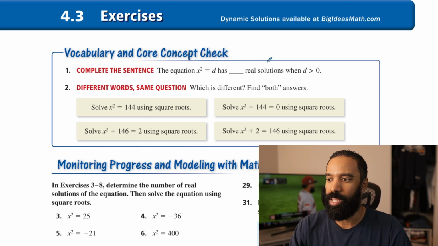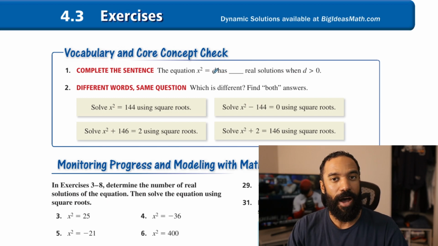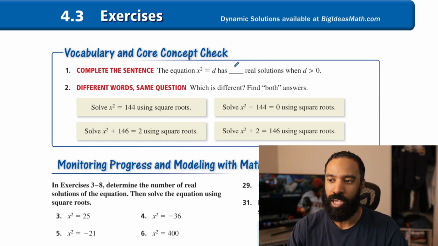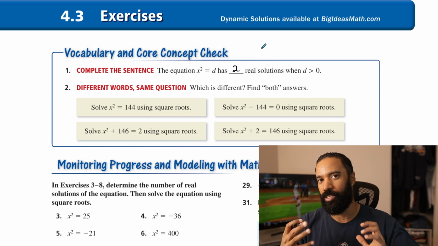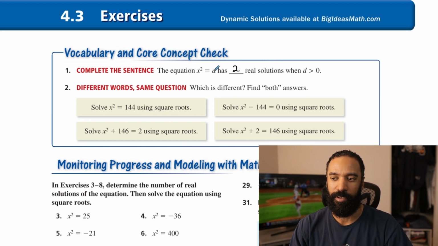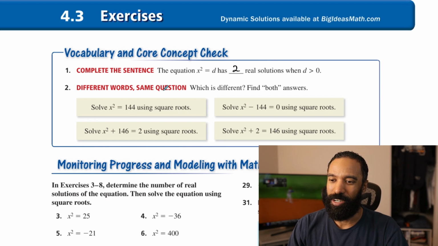The equation x squared equals d has blank real solutions when d is greater than 0. If you have a positive number here, you take the square root of both sides. You're going to have 2 real solutions. This is going to be a positive and negative version of a number that we can square to get that positive value out. All right, number 2, different words, same question.